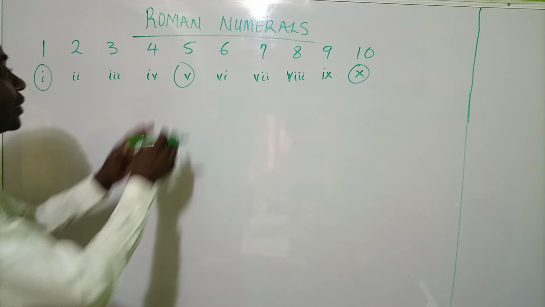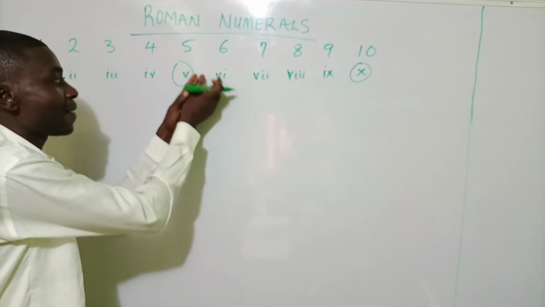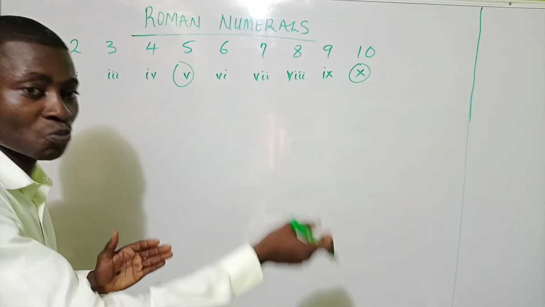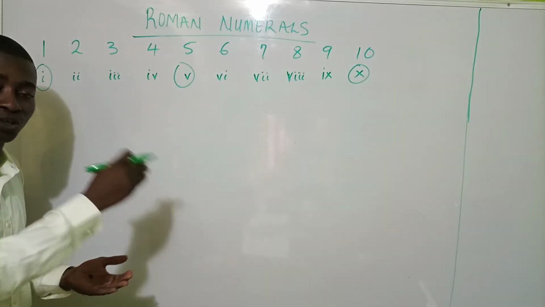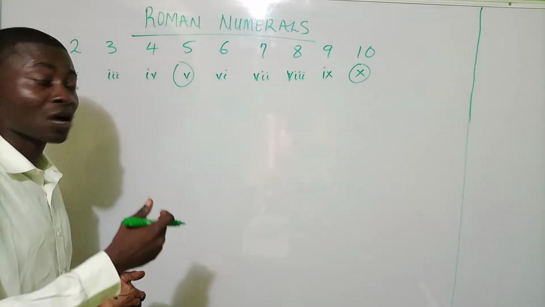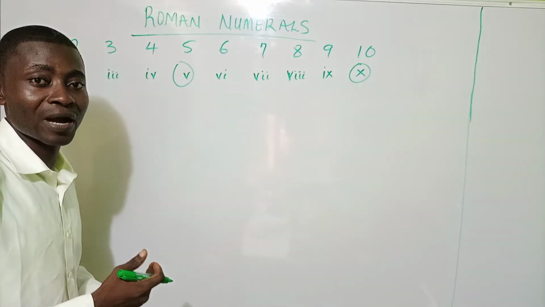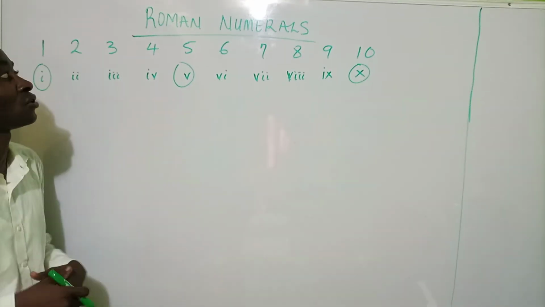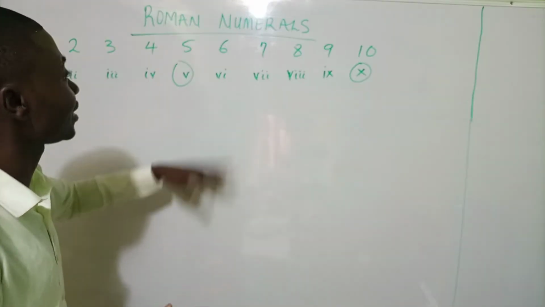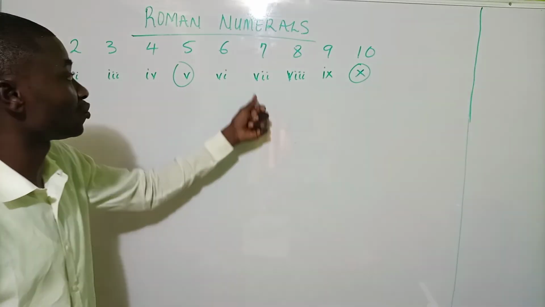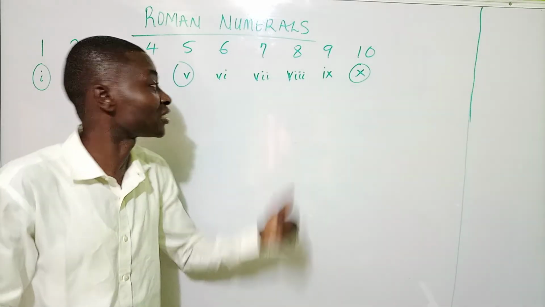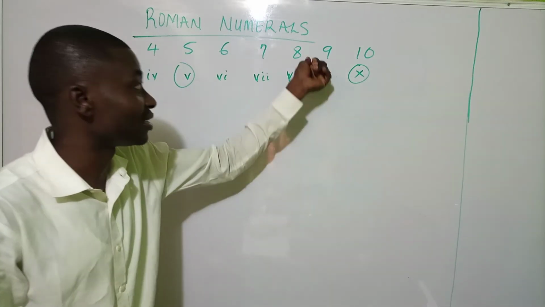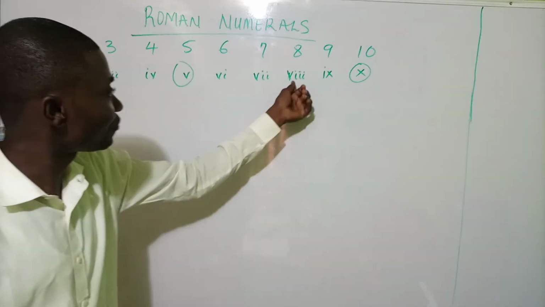And then coming down to 6, when you see a big number coming before a small number, it means what? Addition. If the small number comes before the big number, it means subtraction. And if the small number comes after the big number, it means addition. Please bear that in mind as you answer questions under Roman numerals. And so again, 6 is VI. 7 again is VII, just like saying 5 plus 2, giving us 7. And 8 is VIII, 5 plus 3, which is 8. Now you have used I 3 times.